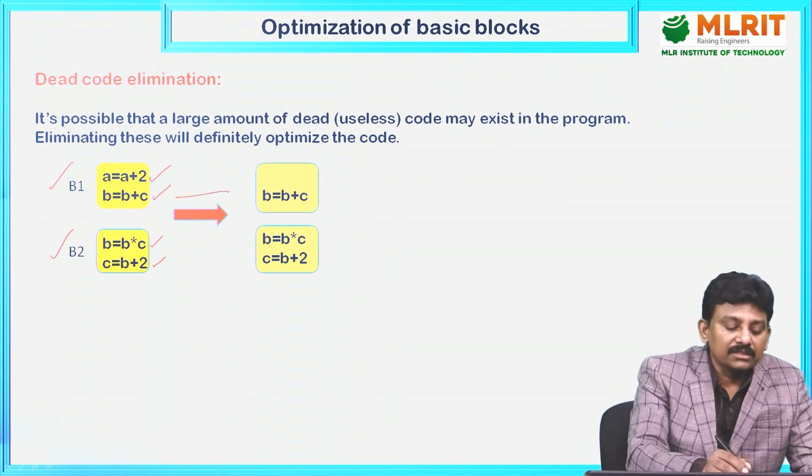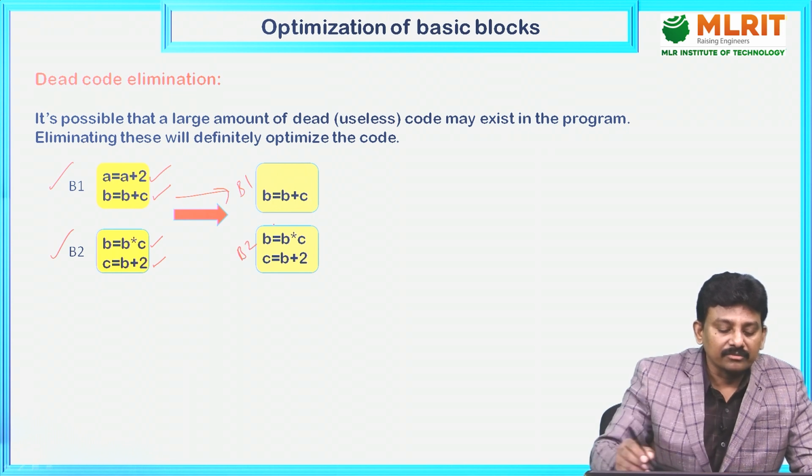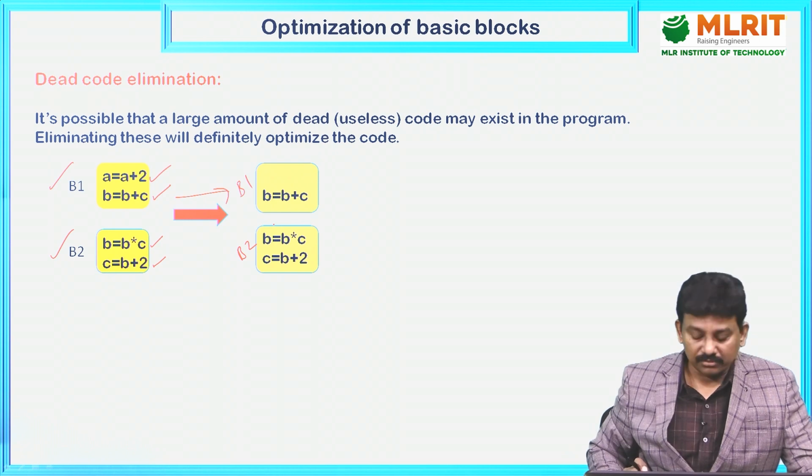After eliminating this code, we will get basic block B1 as B = B + C. Basic block B2 will contain B = B * C and C = B + 2. That is dead code elimination.